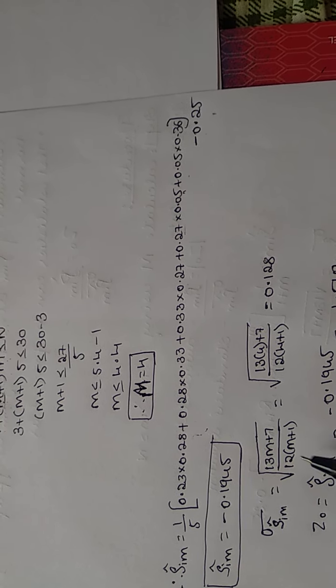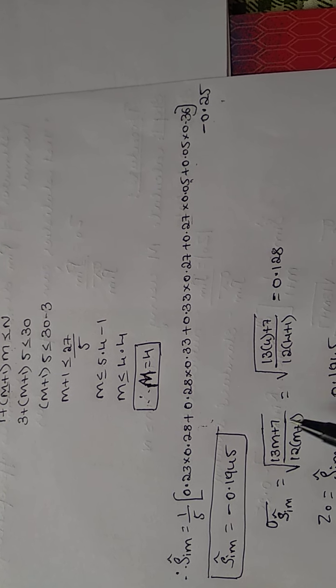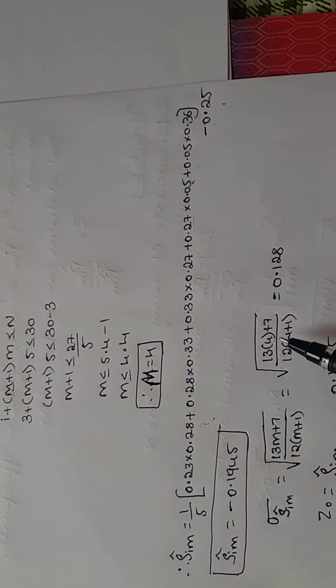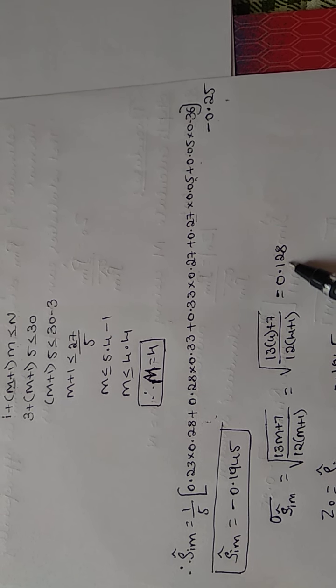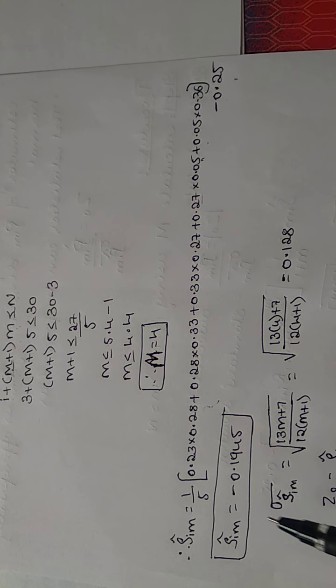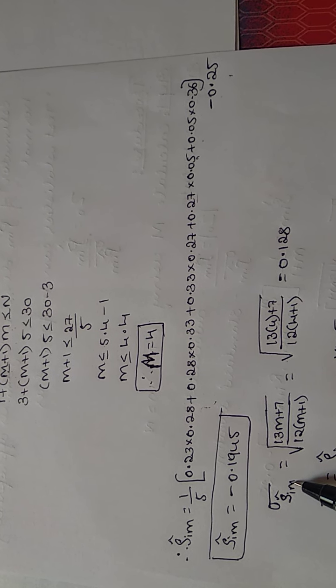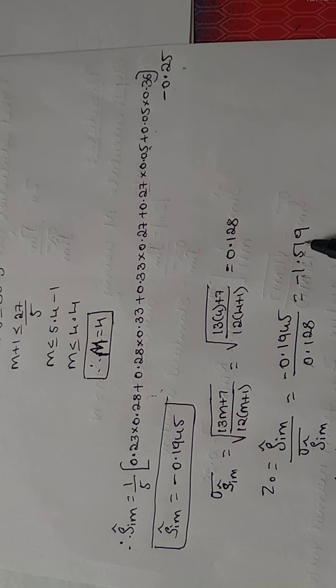Then sigma of rho cap Im. We have a formula: 13m plus 7 divided by 12 into m plus 1. The m value we have already calculated. 13 into 4 plus 7 divided by 12 into 4 plus 1. You will get it as 0.128. Now, the rho cap value you got, and the sigma rho cap value also you got. Now you have to find out Z0. Z0 is equal to minus 0.1945 divided by 0.128. You will get it as minus 1.519.